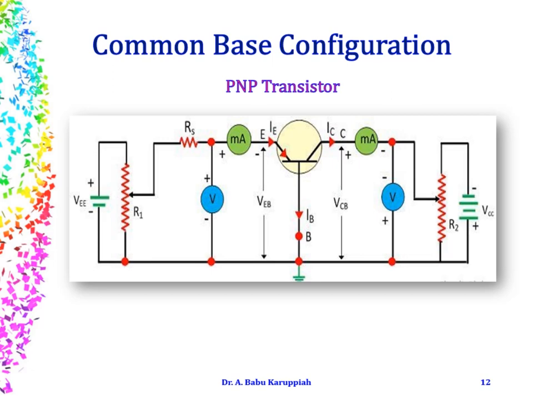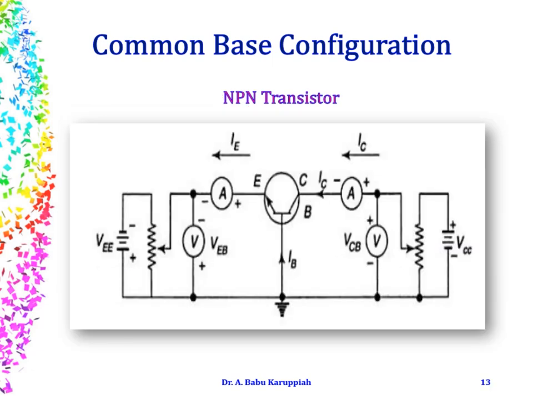We will move on to the setup or arrangement of the circuit. This is a setup with a PNP transistor. Conventionally, we use an NPN transistor. The arrangement goes like this. This is the DC supply that we give, the input voltage that we measure, the output voltage that we measure through this voltmeter. Ammeters are used to measure the currents that are going to flow in your circuit. This is an NPN transistor.